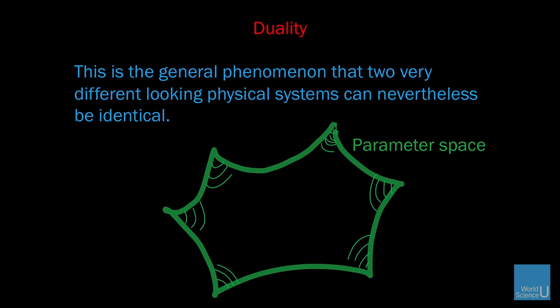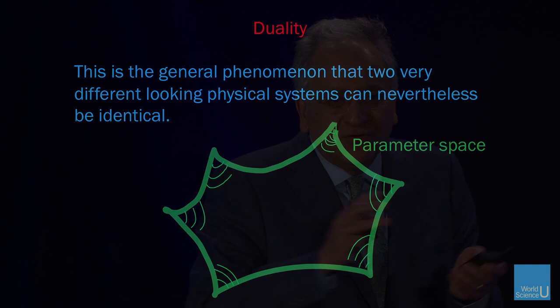And the most important thing that we have learned in string theory is duality. Almost everything interesting we know in string theory is in some way captured by this concept of duality. What that means is the general statement that two very different looking things can nevertheless be the same thing. Two things which look completely different can be manifestations of the same thing.